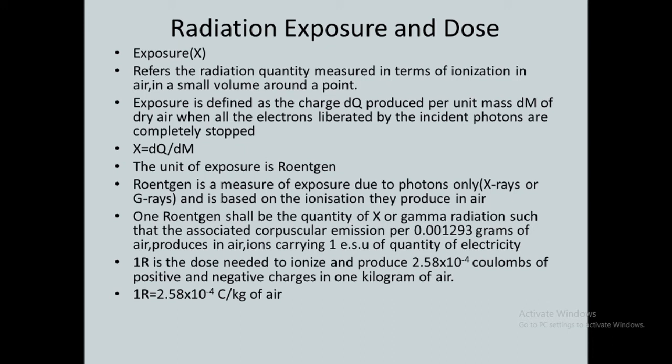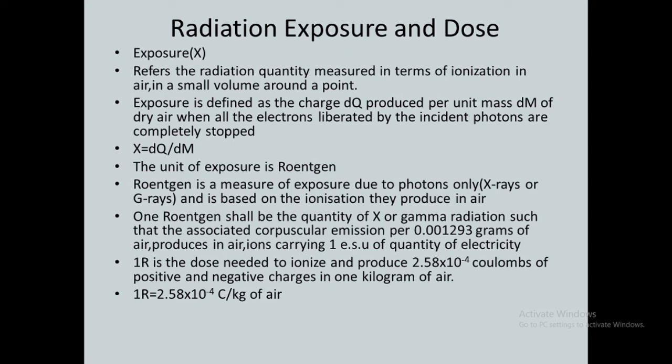Exposure can be expressed in a unit of Röntgen. Röntgen is a measure of exposure due to photons only, that is X-rays or gamma rays, and it is based on the amount of ionizations they produce in air. Exposure from an X-ray source obeys the inverse square law, and one Röntgen shall be the quantity of X-ray or gamma radiation such that the associated corpuscular emission per 0.001293 grams of air produces in air ions carrying one electrostatic unit of quantity of electricity.